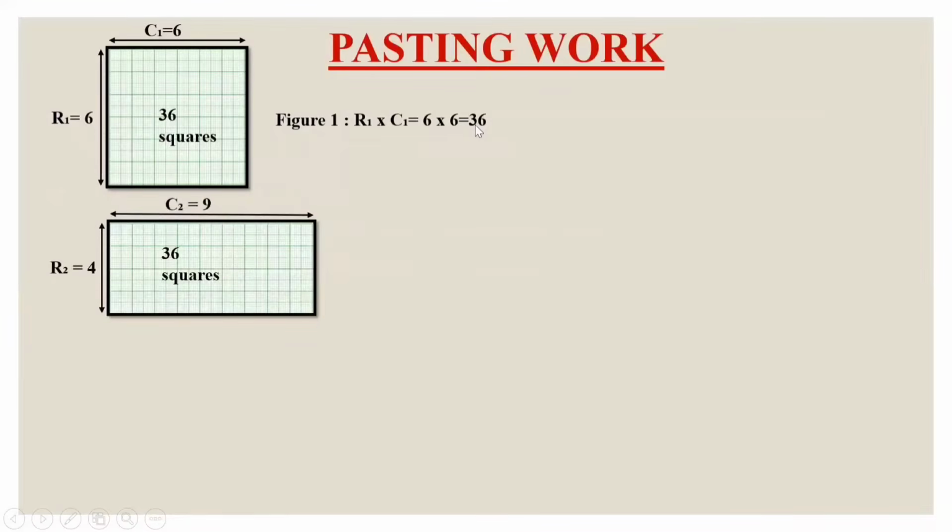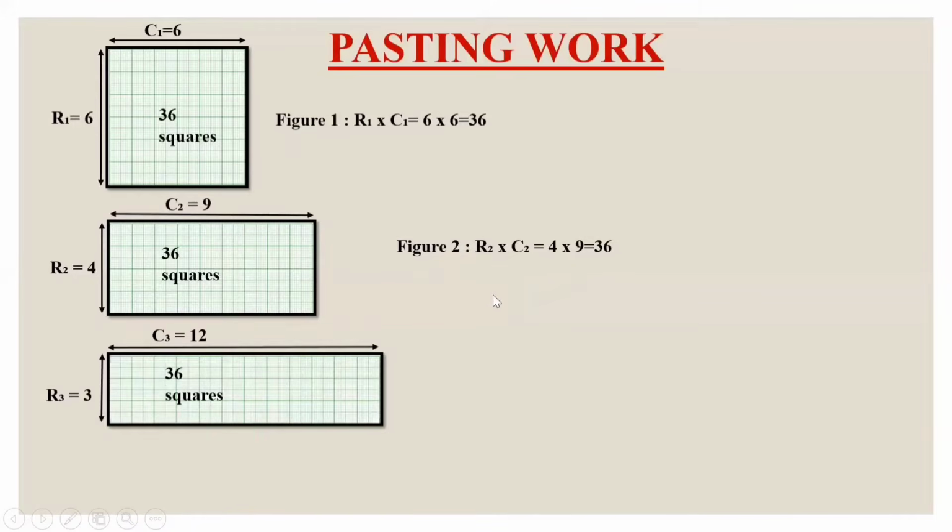The second way of arranging these 36 squares can be that I take 4 rows. 1, 2, 3, 4 rows of how many columns? 1, 2, 3, 4, 5, 6, 7, 8, 9. And 9 columns. So 4 into 9, I have 36 squares. So this becomes figure 2, wherein R2 into C2 can be written as 4 into 9, which is 36.